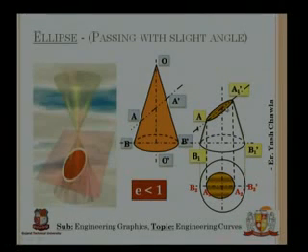particular section that is there on the cone. Now if I view it from the top, it will be something like this. That is an ellipse, which is shown by this shaded part. And again, for an ellipse, e is smaller than 1.